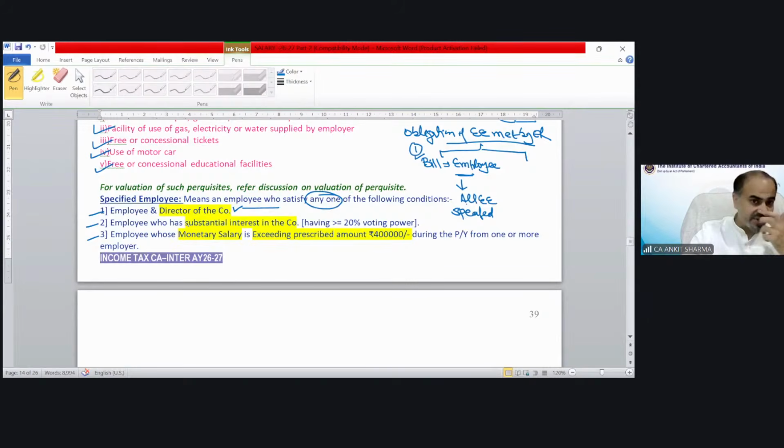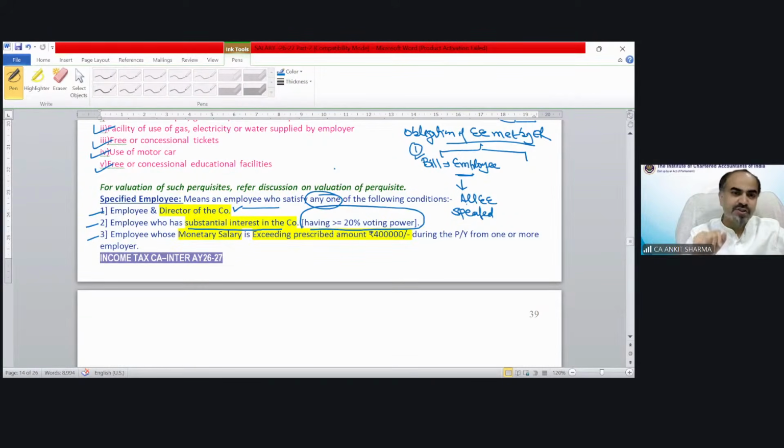In the second condition, an employee who has substantial interest in the company. Substantial interest we have discussed: more than or equal to 20% voting power. Do all employees have a 20% equity share of a company? No, very, very rare. So if there is any employee who has 20% share capital of the company, he is a special one.